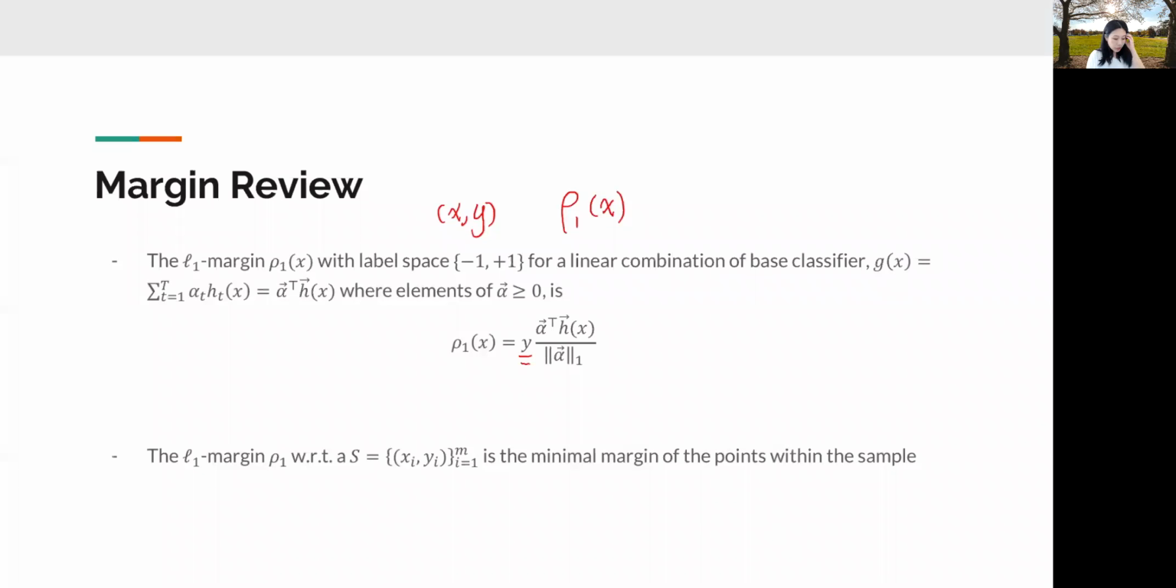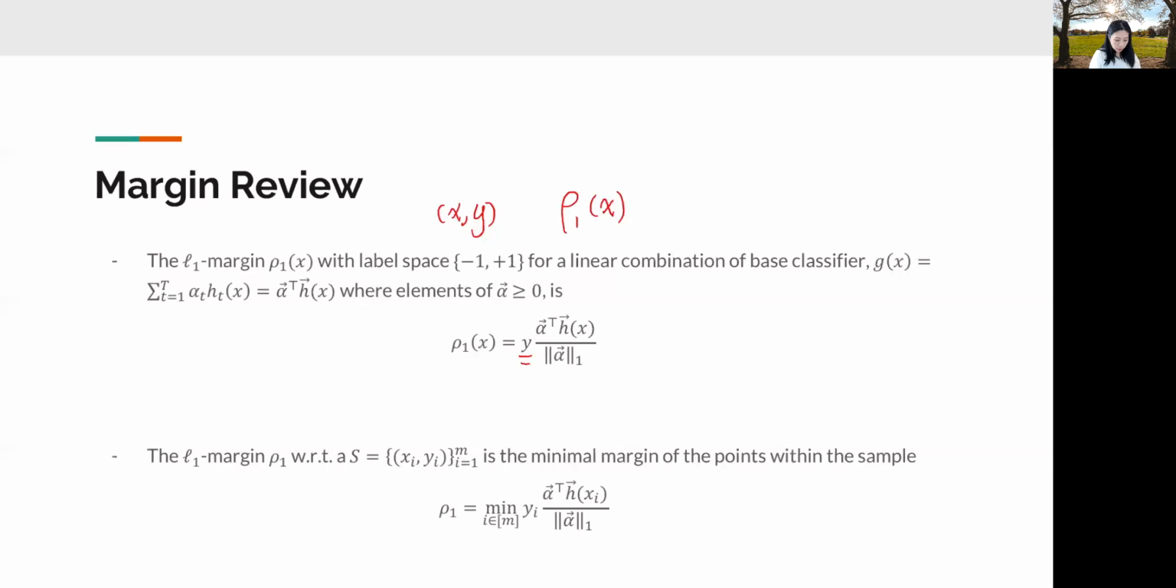Now, with the definition of the L1 margin for one data point, we're ready to talk about the definition of the L1 margin rho_1. Sorry, I keep saying rho 1 margin. So the L1 margin rho_1 with respect to a sample, where the sample has m examples, each one being x_i, y_i, with i from 1 to m. This definition of L1 margin is just the minimal margin of the points within the sample.